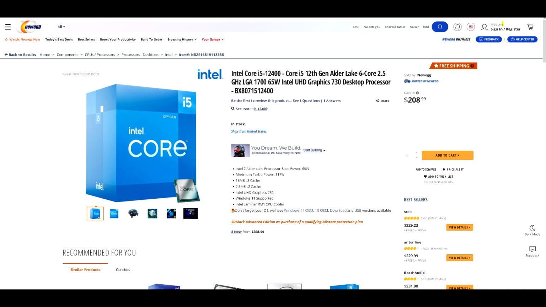Currently, the i5 12400 retails for about $200 to $220 US, depending on the sale or the region, which I think is pretty good value, and it does come with Intel's new box cooler, so you save a bit of money due to not having to buy an aftermarket cooler.